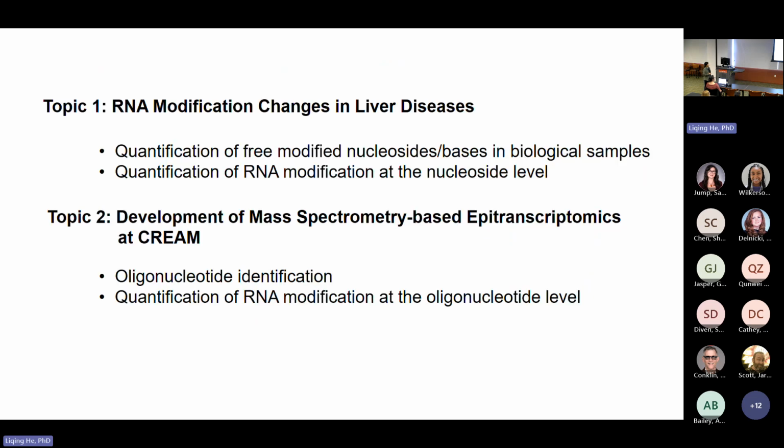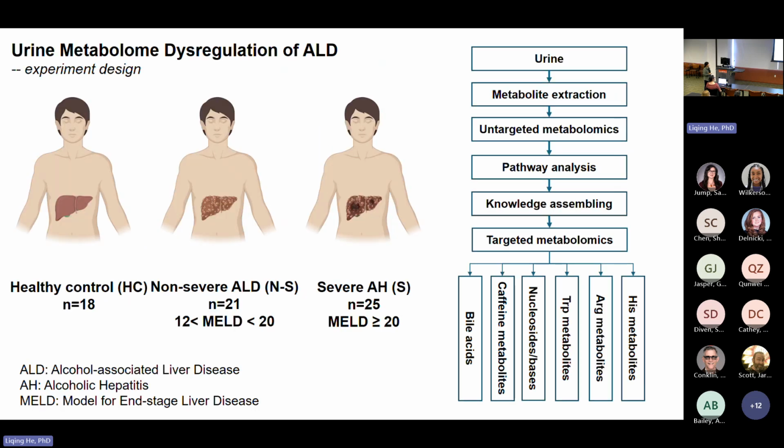So on the nucleoside level, we detect RNA modification changes in liver diseases. In alcohol liver disease, we want to know if there is any RNA modification change. We collected urine samples from 18 healthy controls and 46 samples from patients with ALD. And we categorized these patients into two groups, non-severe ALD and severe AH, using the MELD score.